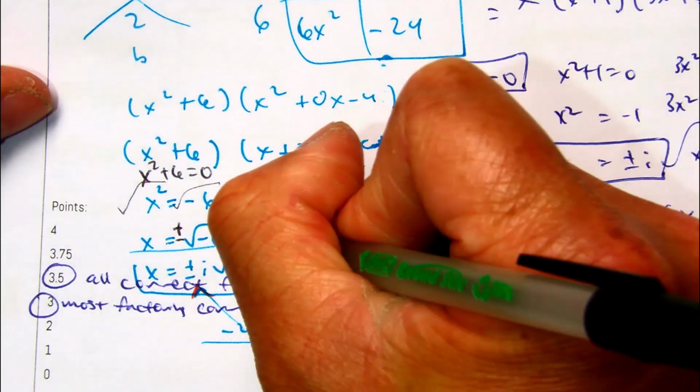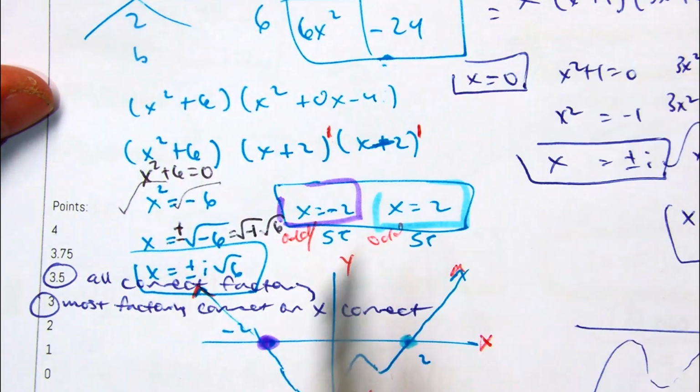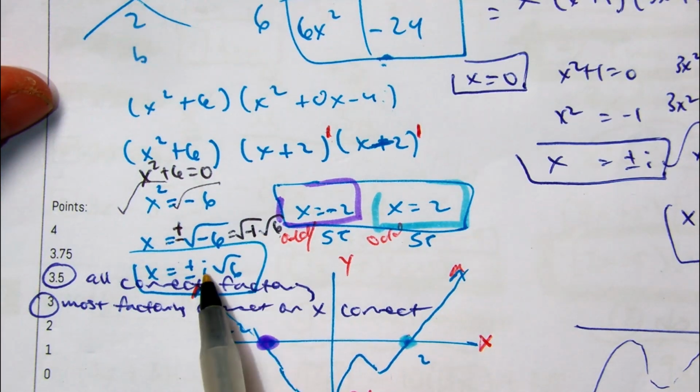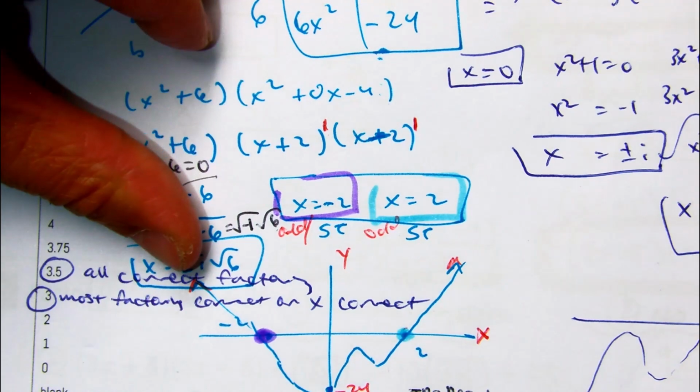The square root of negative 6, we learned earlier this year, it's the square root of negative 1 times the square root of 6. Square root of negative 1, that comes out, that's called i. And you have plus or minus. So one solution is x equals i radical 6. The other one is x equals negative i radical 6.